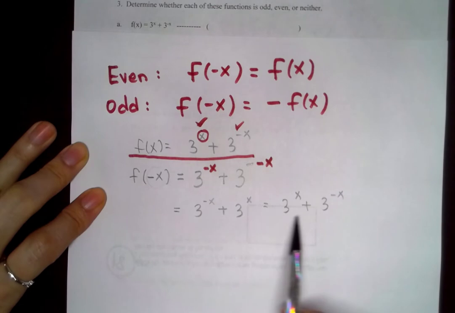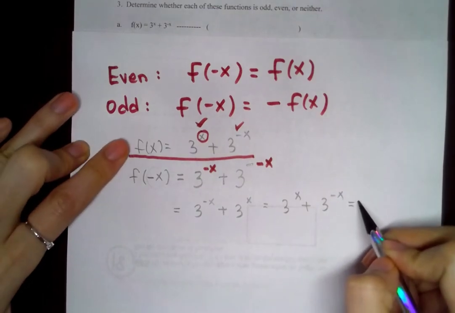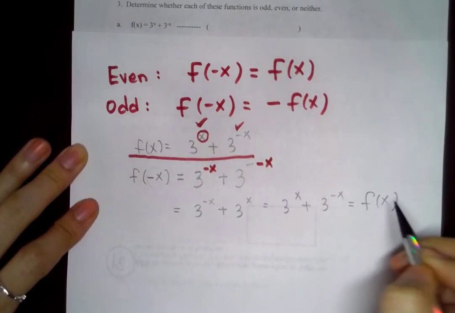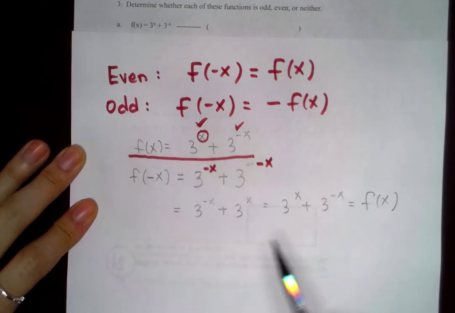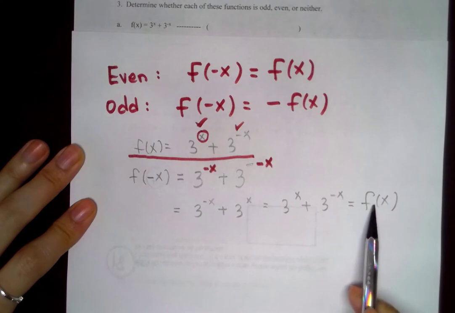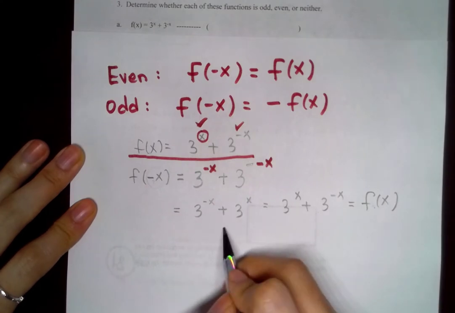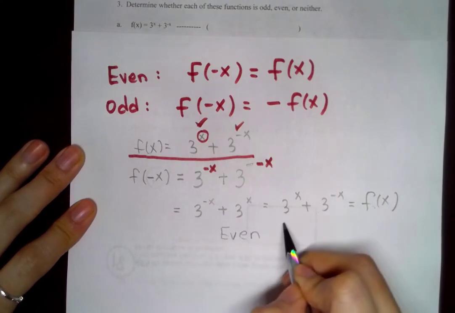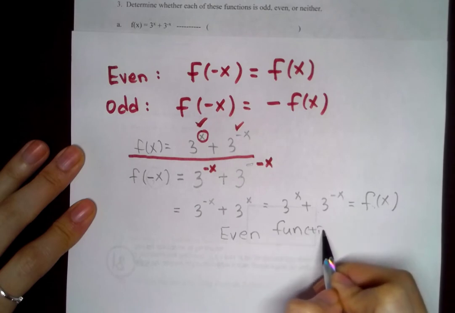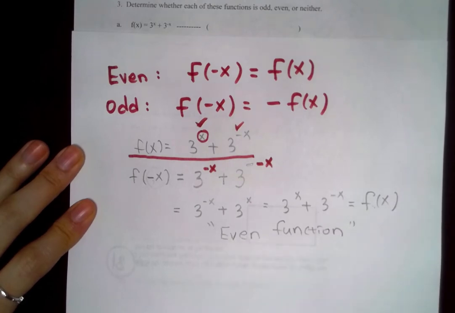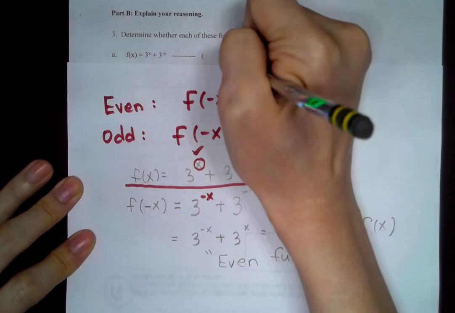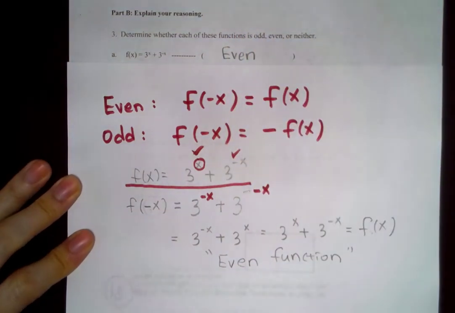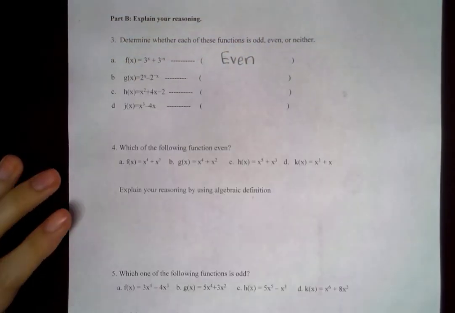Then you get exactly the same as your original function f of x. So for negative x, you substitute negative x into x, but at the end you get the original function again. So this is what? Even function. Okay. So 3A answers: even function. Like this. Alright?